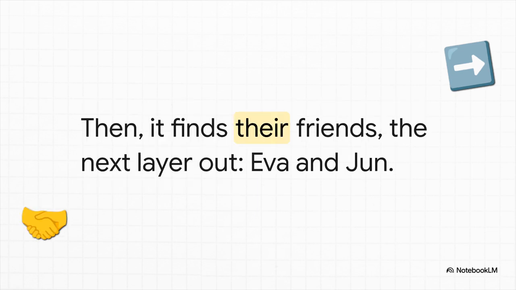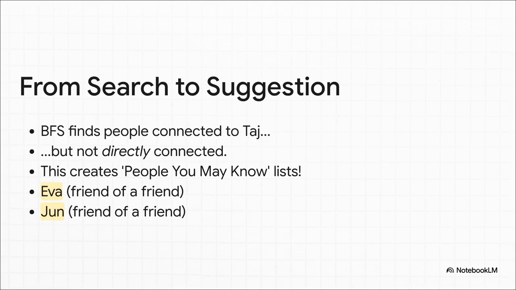Then, the next ripple spreads out. The algorithm moves to the next layer and finds the friends of his friends, all the people at distance 2. And in this layer, we discover Eva and June. And here it is, the aha moment. The breadth-first search found people, Eva and June, who are definitely connected to Taj, but not directly. They are friends of his friends. And that, right there, is how your social network generates those people you may know suggestions. It's not some weird black magic. It's just the computer exploring the graph, one ripple at a time.